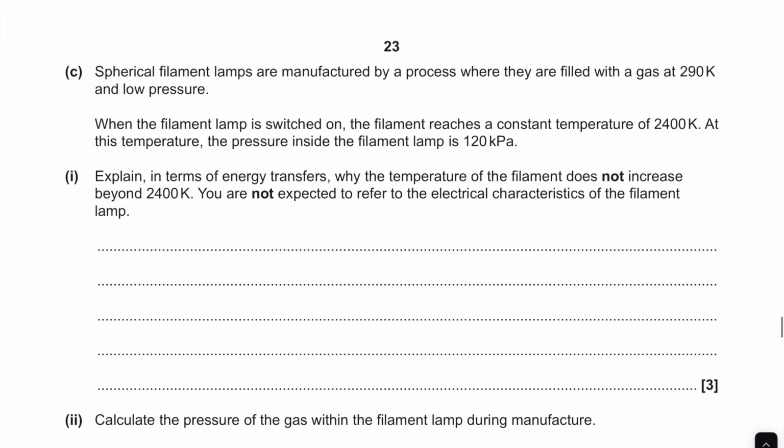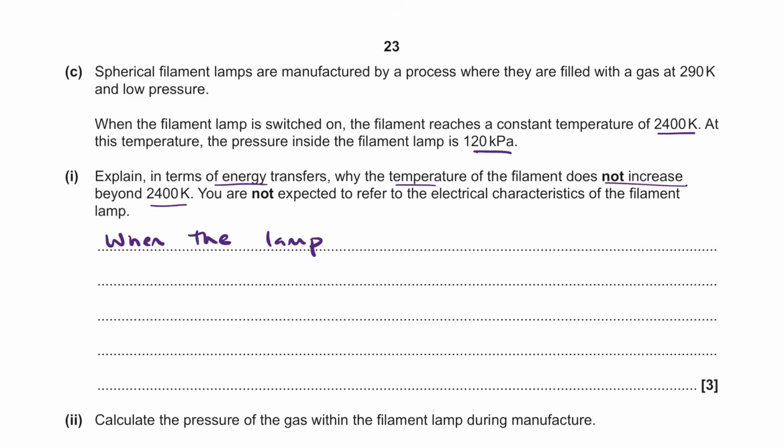Okay, part C. Spherical filament lamps are manufactured by a process where they're filled with a gas at 290 kelvins and low pressure. When the filament is switched on, the filament reaches a constant temperature of 2400 kelvins, and at this temperature the pressure inside is 120 kilopascals. Explain in terms of the energy transfers why the temperature of the filament does not increase beyond 2400 kelvins. You're not expected to refer to the electrical characteristics of the filament lamp.